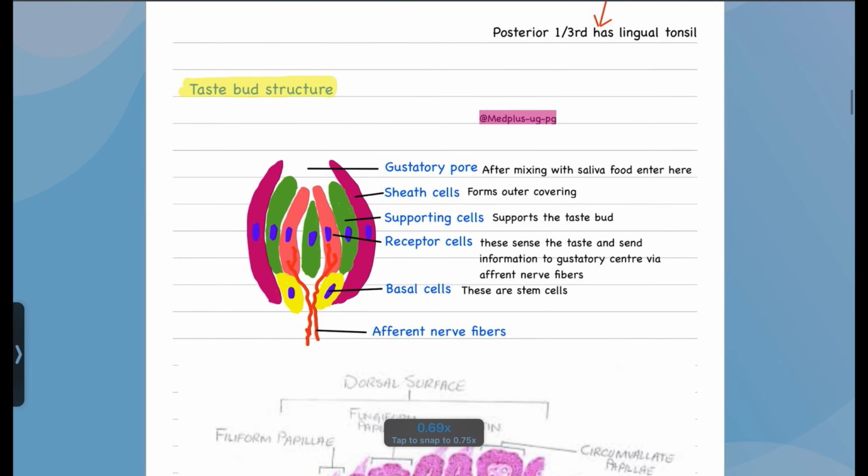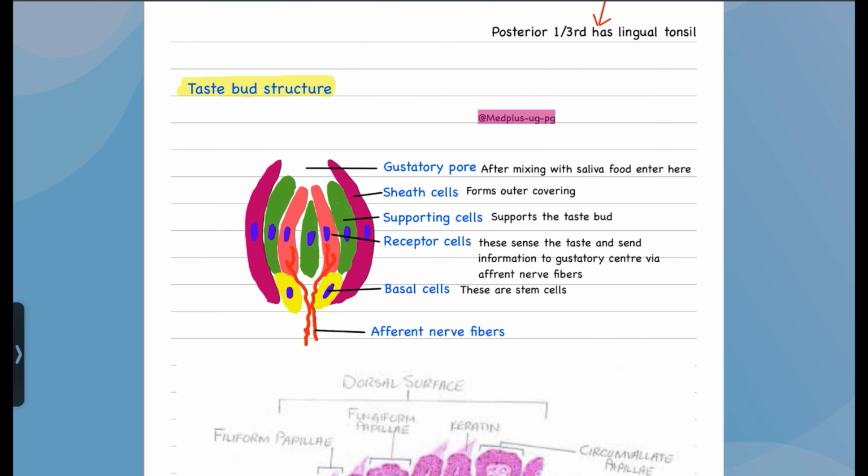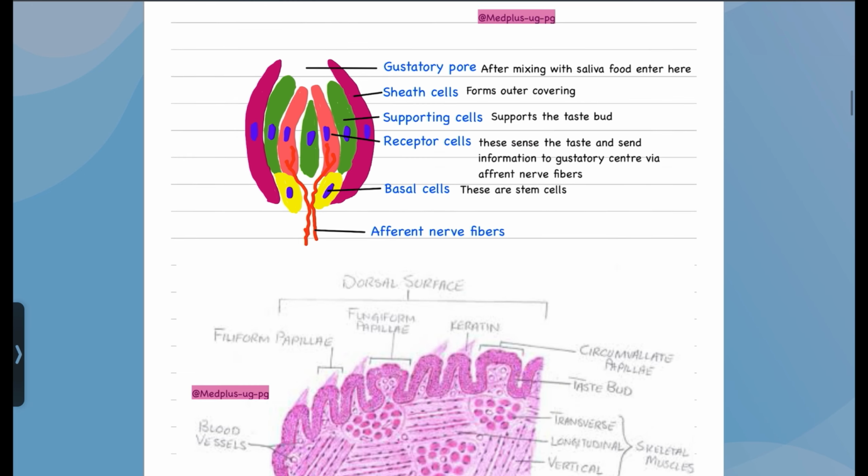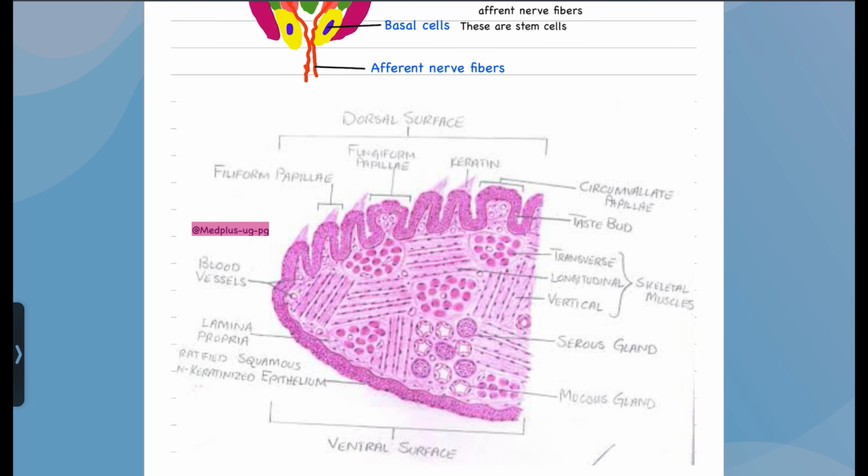Taste bud structure. It is not that important, but may be asked in the viva. It contains 4 types of cells: sheath cells, supporting cells, receptor cells, and basal cells. Basal cells, wherever we study, mean stem cells. Then receptor cells are the main taste sensing cells. They sense the taste and send it via afferent nerve fibers to the gustatory center in the cortex. Supporting cells, as the name suggests, support the taste bud, and the sheath cells are the outermost covering of the taste bud. Now we will see a histological diagram of the tongue.